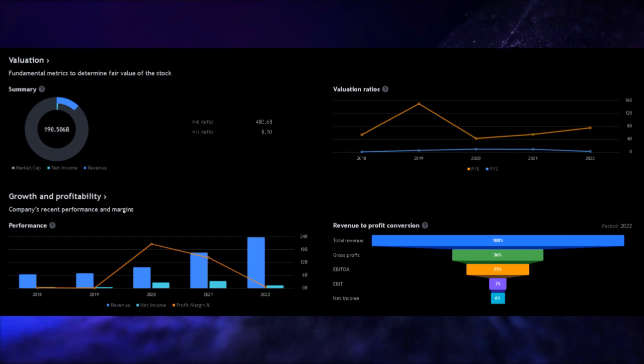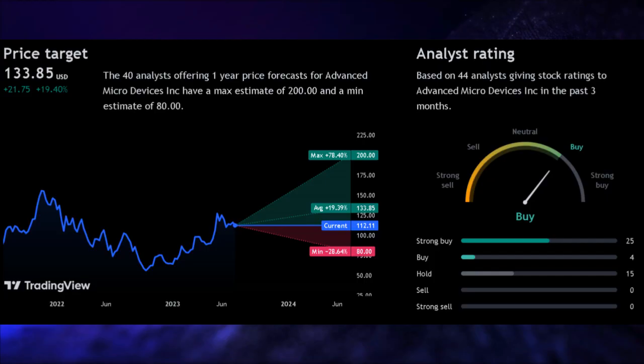Overall, the fundamental analysis of AMD reveals a mixed performance in terms of financial health and profitability. While the company maintains a decent growth rate, it faces challenges in certain areas such as return on assets and return on equity. Investors should consider these factors when making investment decisions regarding AMD.